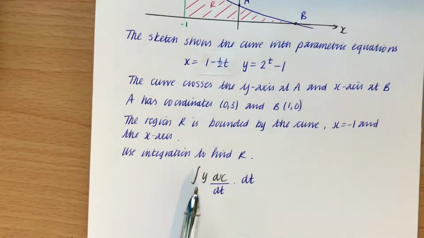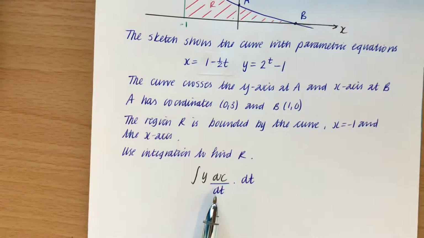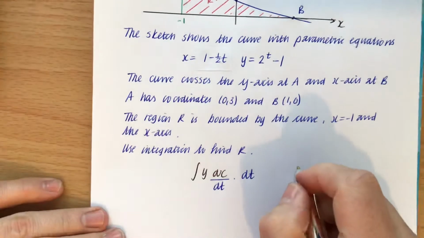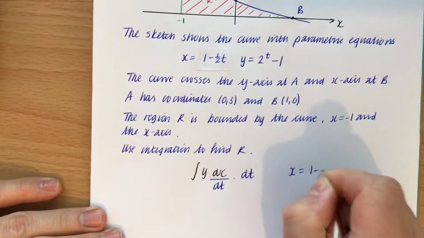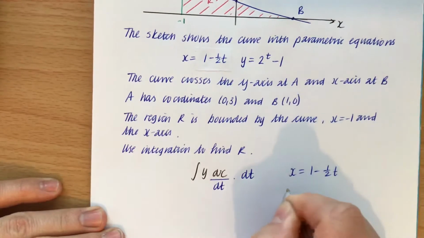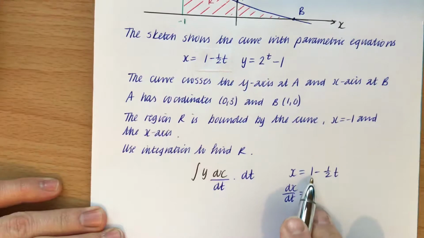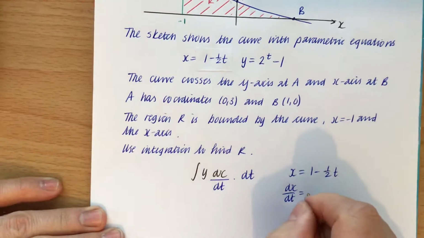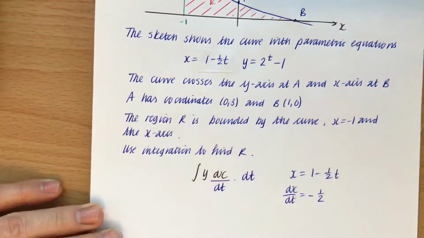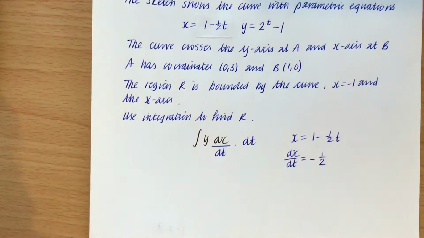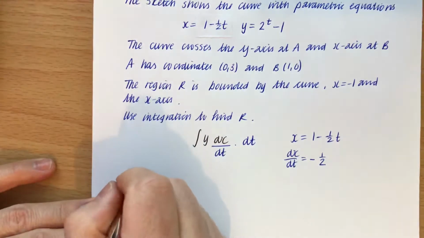So we are going to substitute in for y, and we're going to substitute in for dx by dt. X equals 1 minus a half t, so dx by dt: 1 differentiates to nothing, minus a half t will be minus a half. And we also need the limits, so I'm going to make sure I get the limits correct first time.